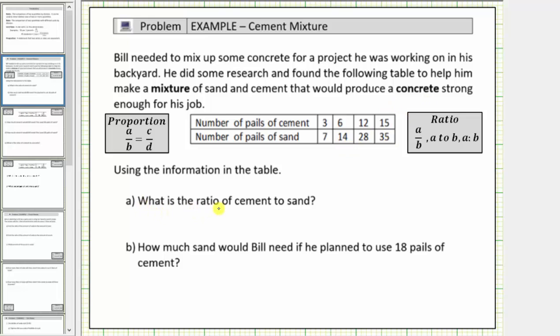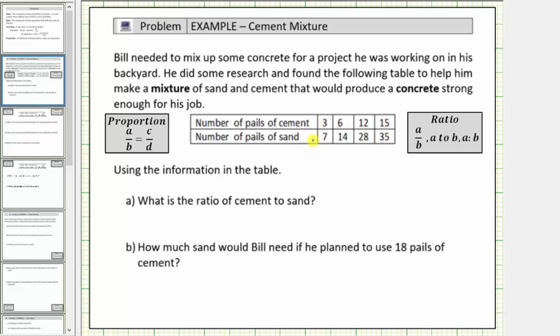A, we're asked what is the ratio of cement to sand? When writing a ratio, it's important that we pay attention to the order. This is asking for the ratio of cement to sand. So going back to the table, the ratio would be 3 to 7, or 6 to 14, or 12 to 28, or 15 to 35.